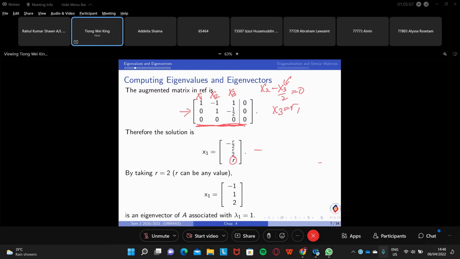Then from here you can get x2. So x2 equals r over 2. That's why we have this. And then from the first row, you can get the first one. Remember, this is a vector x1.